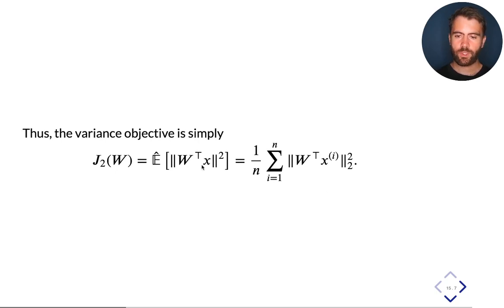And therefore, we can define a second objective, which is the variance objective, denoted by J2, which is the definition I had earlier. And again, if I write out what this expectation here means, that is simply the average norm of a projected data point. And because all of these projected data points on average will have mean 0, their magnitude is a definition of the variance.